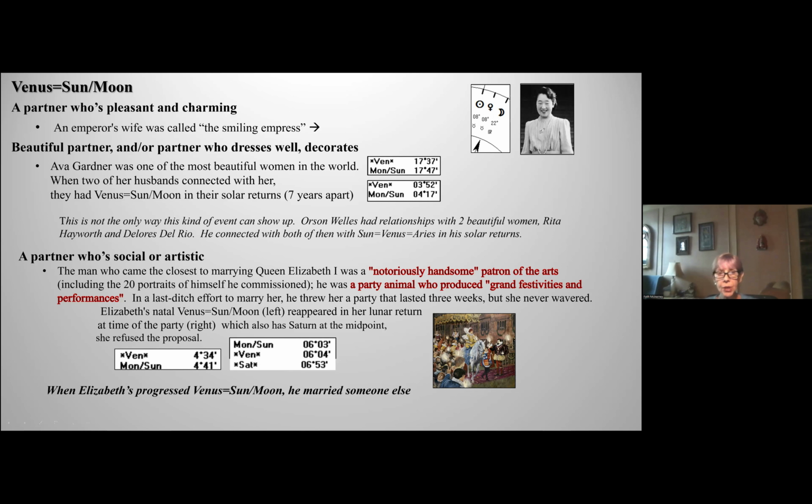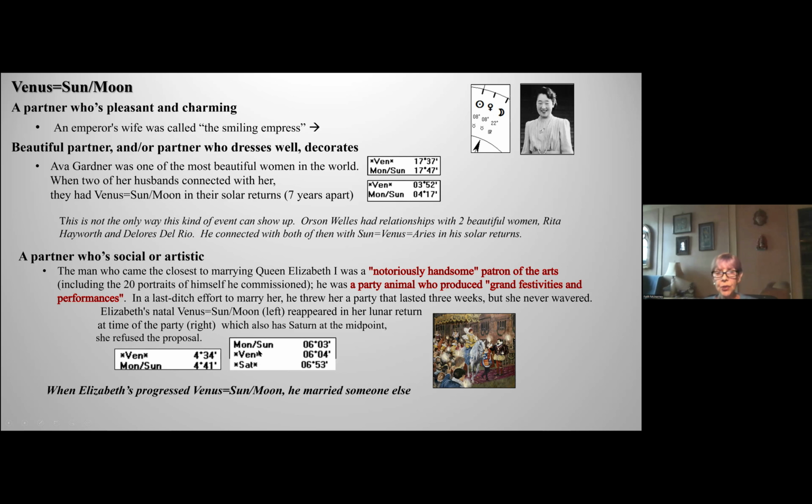Now, he really wanted to marry Elizabeth. And in a last-ditch effort to marry her, he threw a party that lasted 3 weeks. But she was solid. She didn't want to marry him. And so she had natal Venus equals Sun Moon. That describes him. And here is the lunar return for the party.